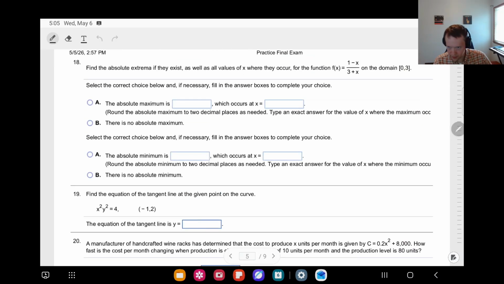Okay, next, number 18. Absolute extrema. So, relative extrema, that is local max, local min, is asking whether you are a high point or a low point within your little neighborhood. Absolute means that we're talking about the high and low points on the whole interval. So that would be on this domain 0 to 3.